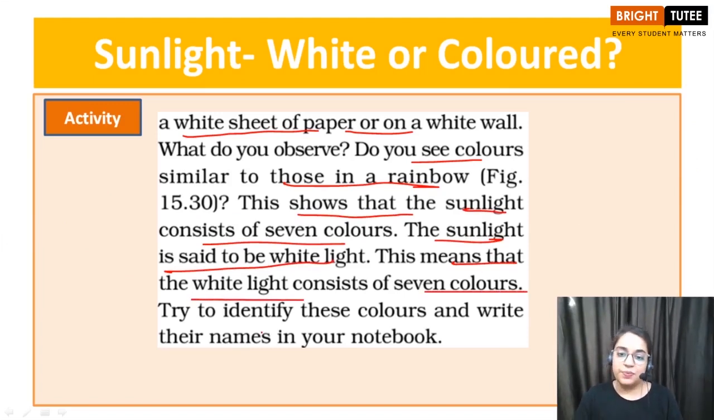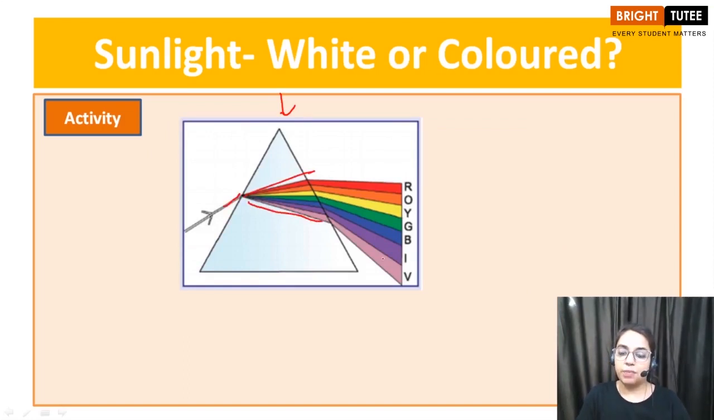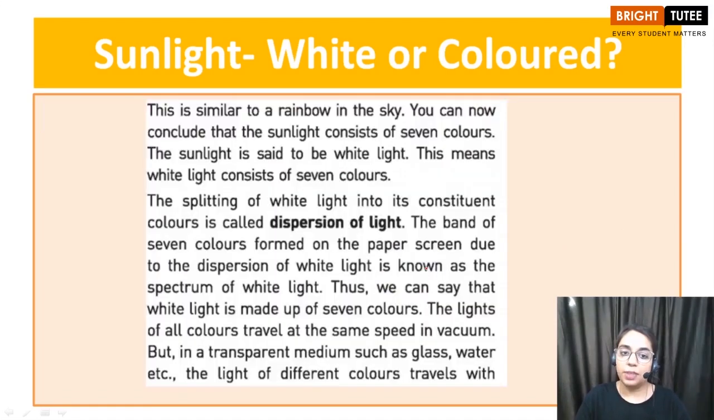Okay children, now you can see this with the help of this diagram. We have allowed this ray of light to fall on this prism on one face, and we can see that it has split into the 7 different colors. Okay children, and we are just about to discuss the speed as well. First of all, we will understand what is dispersion of light, children.